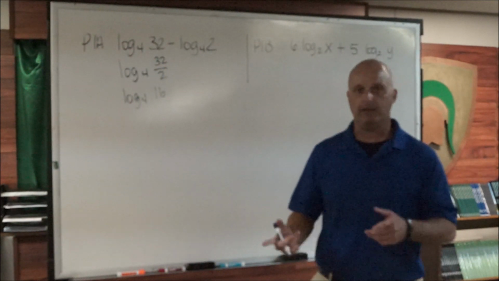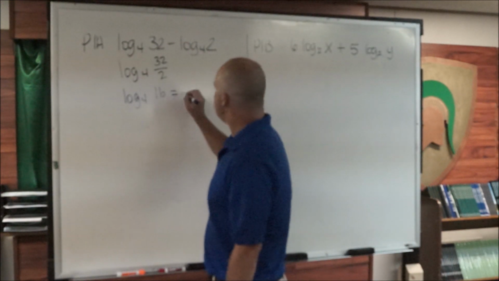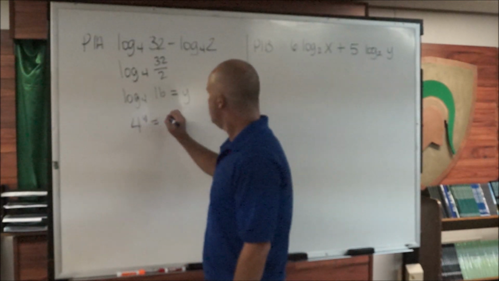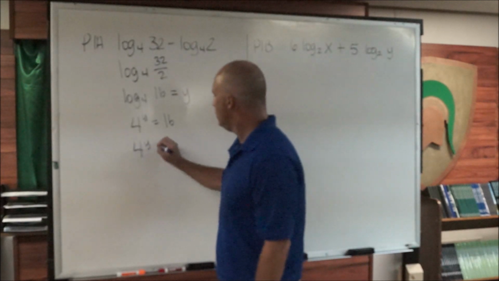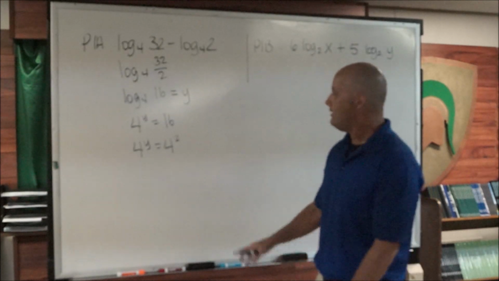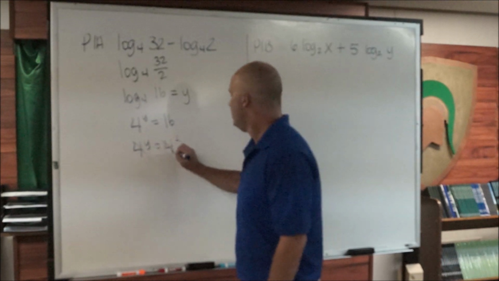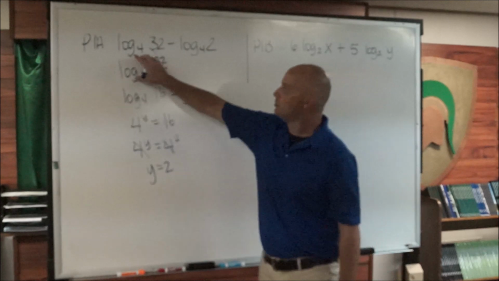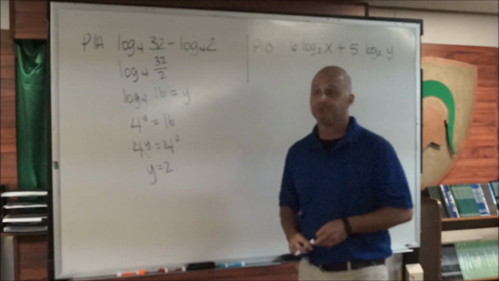Now what we can do to that is put it into exponential form. And remember that this is equal to y. So we get 4 to the y equals 16. Or we can say 4 to the y equals 4 squared to make sure that they match bases. Now that we've got matching bases, we can drop the bases and set the exponents equal to each other. So then we know that y is equal to 2. So the solution to log base 4 of 32 minus log base 4 of 2 is 2.